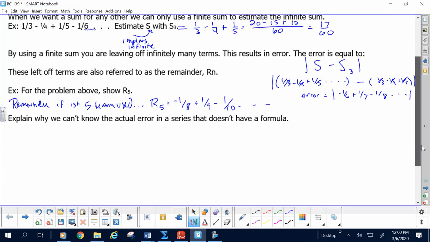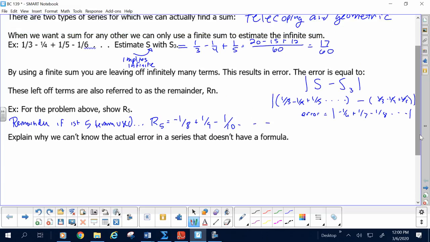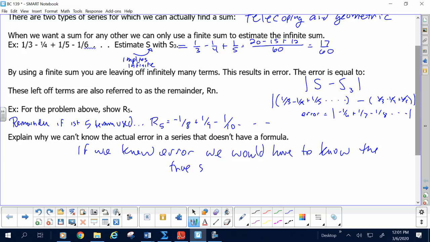You follow? All right, now, why can't we know the error? Why can't I tell you the error is this? If I knew the error, then wouldn't I know the actual sum? And then you wouldn't be estimating at all. There wouldn't be any error. So it's because if we knew the error, we would have to know the true sum. We don't have a formula for the true sum, which we don't know. Okay?